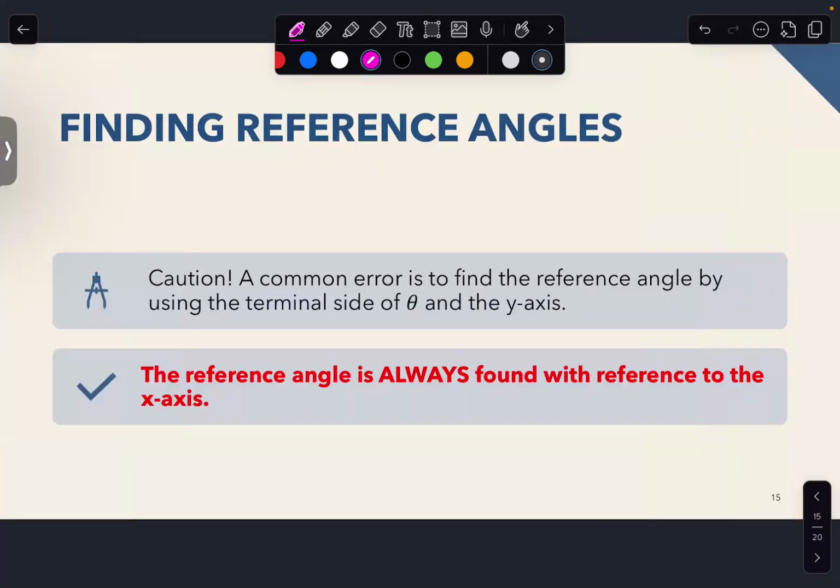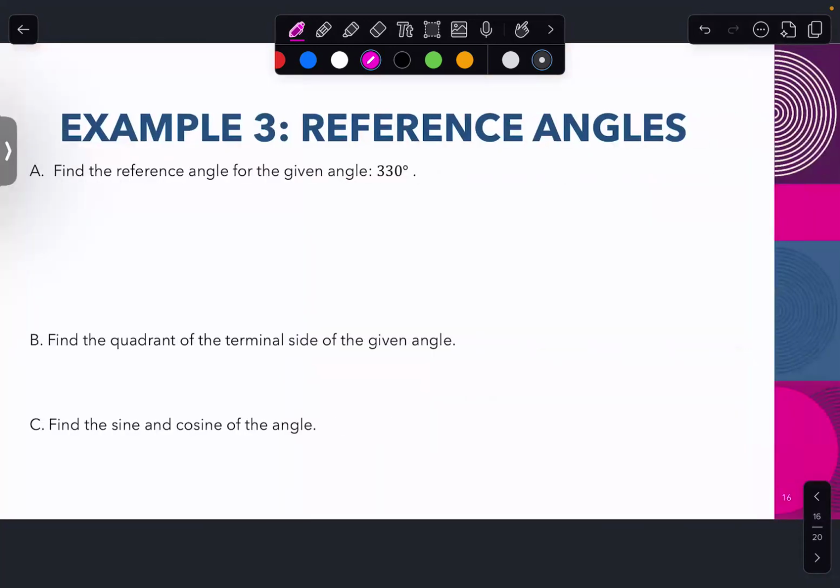Okay, so a couple of things to remember with reference angles. Remember that we are always referencing to the x-axis. There's sometimes a common error that people use the y-axis, but the reference angle is always found with the terminal side and the x-axis. So here's our first example. We're going to find the reference angle for the angle 330 degrees.